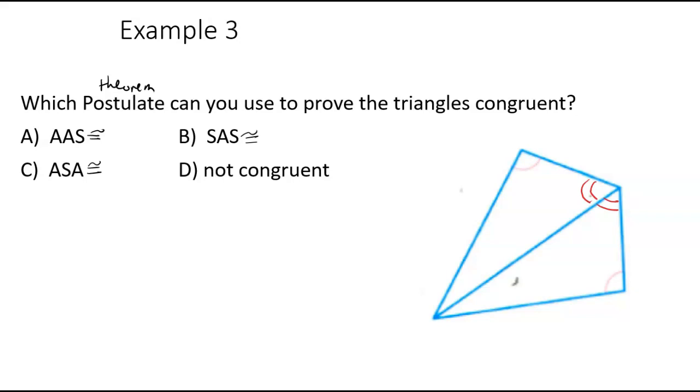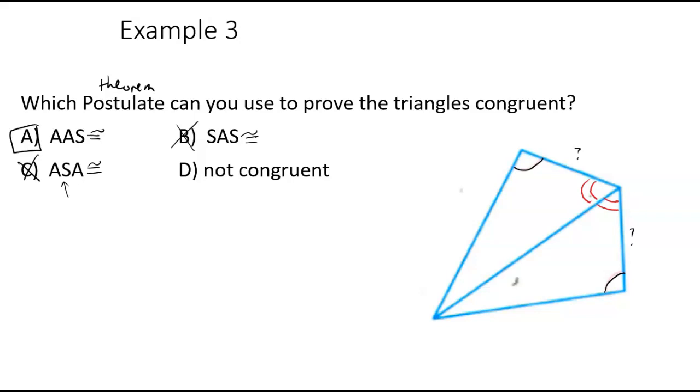So based on this, I do have an angle here, an angle here, another angle here, another angle here. So I have 2 angles, so I can immediately cross off B. I notice that my side is not in between my 2 angles, so I don't know anything about these 2 sides. So I'm going to cross off C. There is one that actually will work, and it is A, angle, angle, side.